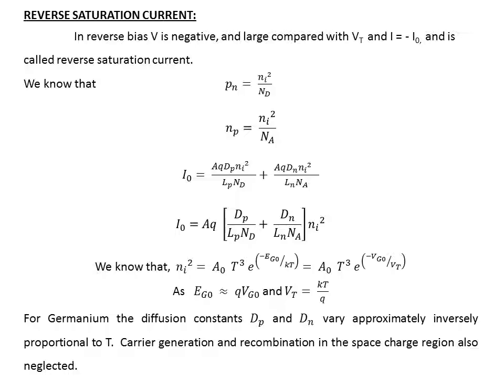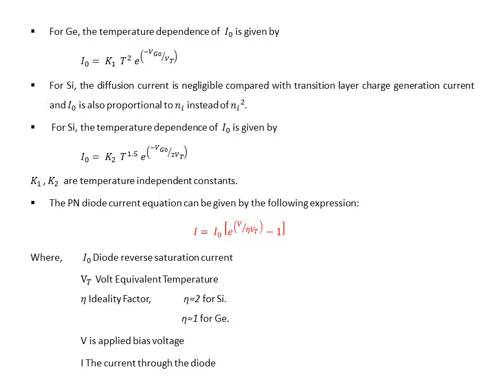For germanium, the diffusion constants Dp and Dn vary approximately inversely proportional to T. So if you observe the I0 equation, Ni² is directly proportional to T³, and for germanium Dp and Dn are inversely proportional to T. Now the total temperature dependence of I0 for germanium is directly proportional to T² instead of T³. So for germanium, I0 = K1 · T² · e^(−Vg0/Vt).